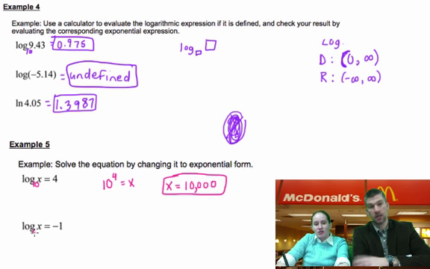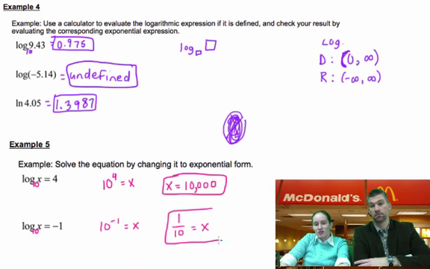How about this one? 10 to the negative 1. That's going to be 0.1. That's 1/10. With 10 to the negative 1, you move that down to the bottom and make it 1/10. So x equals 1/10, or you could put 0.1, which is 1/10, whichever. It's all good.